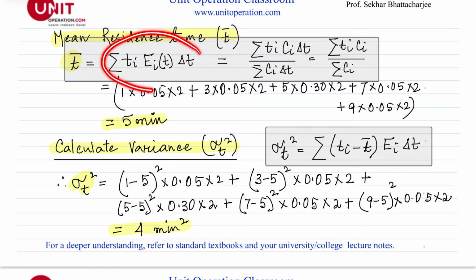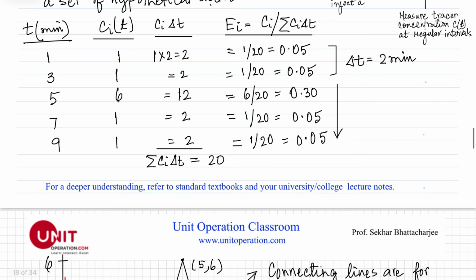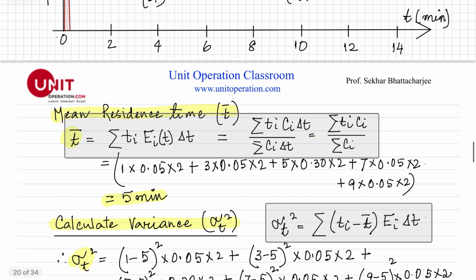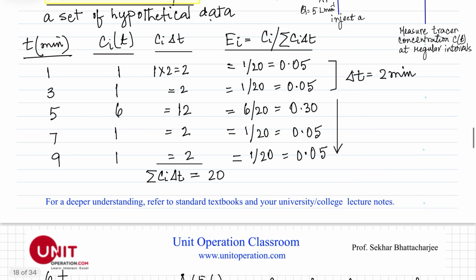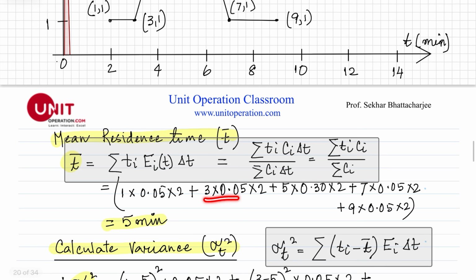We're just going to use this equation right here. We have already calculated for each Ti what the value of Ei is, and we know ΔT is equal to 2 minutes. So for each Ti, let's take this one. For this 1 minute, we know that this Ei value is 0.05. So what we do is 1 multiplied by 0.05 into 2, which is ΔT. Let's look at the second one. This is the second point. This Ti is 3, and this of course is 0.05. So here we get 3 multiplied by 0.05 into 2, where ΔT is 2.